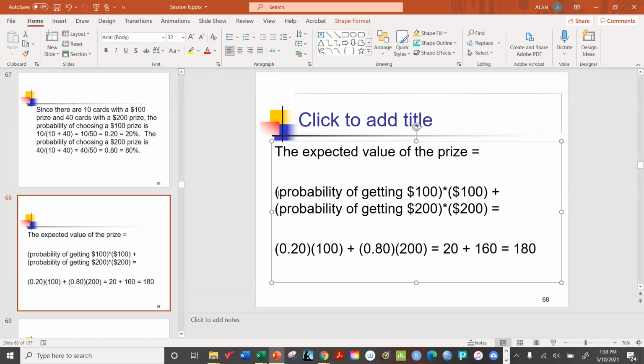So it definitely is not halfway between 100 and 200. Because there are more $200 prizes than $100 prizes, the average should be closer to 200 than 100. And that's exactly what we have here.